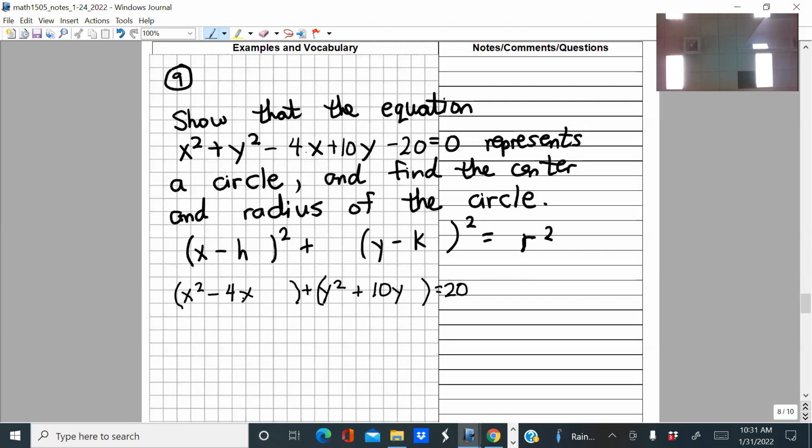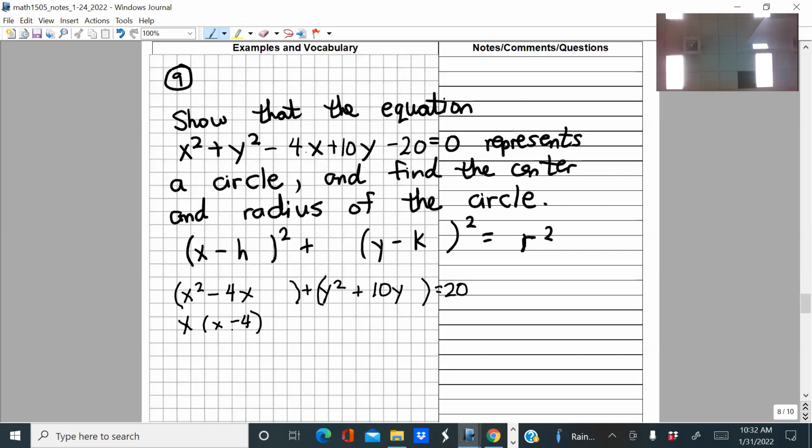So I'd like to be able to factor x squared minus 4x, and I would like to be able to factor y squared plus 10y. Now, as we discussed last time, you can factor x squared minus 4x already. That does factor, but the way you factor it is by factoring out an x, and you would get x times x minus 4, which is not quite the factorization I'm looking for. I want to be able to factor the x squared minus 4x so that it will factor as a perfect square.